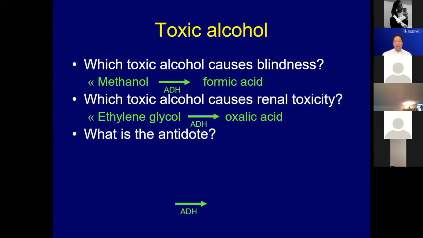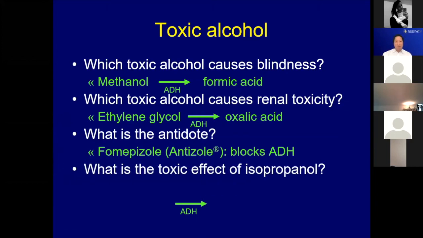And what is the antidote? We talked about this earlier. The antidote is fomepizole, Antizol. It blocks ADH. So basically the methanol stays as methanol. It never forms formic acid. You eventually renally eliminate the methanol and you have no problems. Same thing with the ethylene glycol. It's prevented from forming oxalic acid. Ethylene glycol is basically renally eliminated as well. And if you wanted to have a cheap high, you could basically drink alcohol and take fomepizole, and you'd probably be drunk for 24 hours.